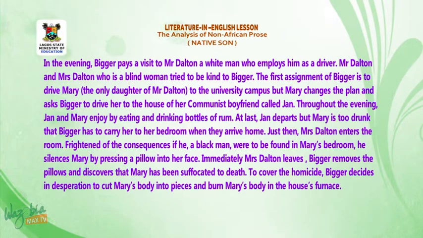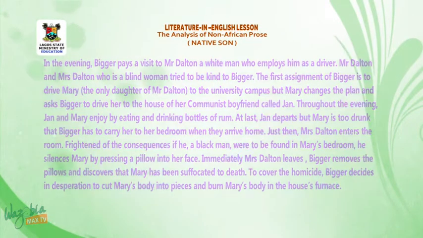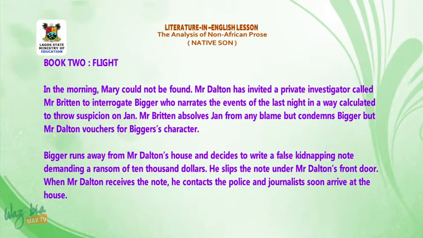To cover the homicide, Bigger decides in desperation to cut Mary's body into pieces and burn it in the house furnace. Book 2 is titled Flight. In the morning, Mary could not be found. Mr. Dutton has invited a private investigator called Mr. Britten to interrogate Bigger, who narrates the events of the last night in a way calculated to throw suspicion on Jan. Mr. Britten absolves Jan from any blame, but condemns Bigger. But Mr. Dutton vouches for Bigger's character.